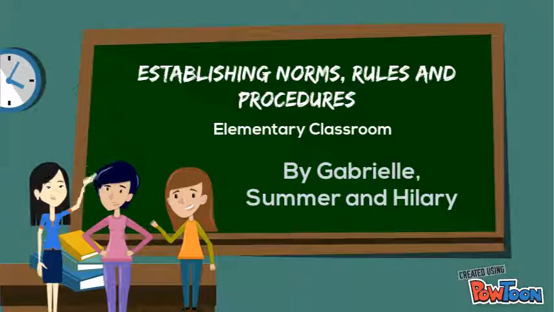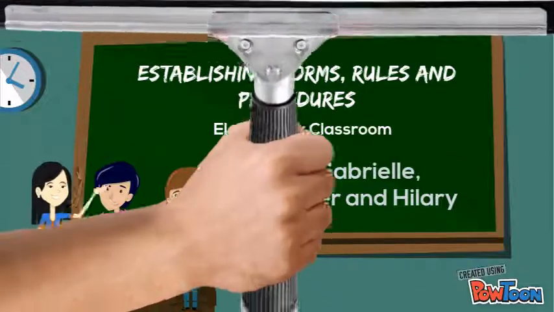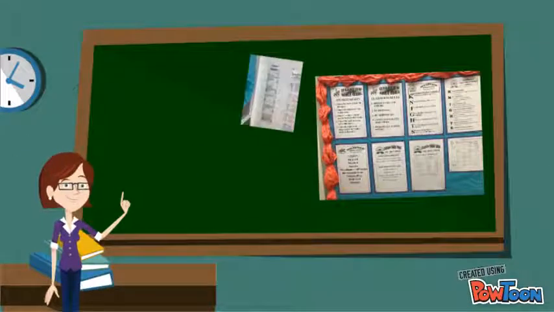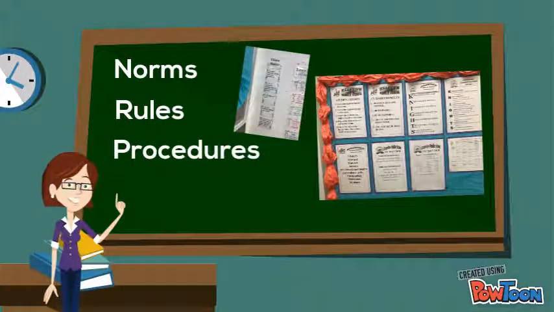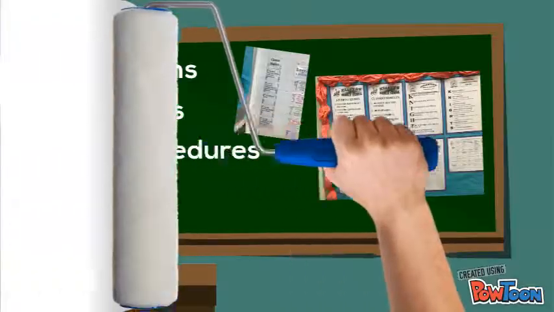Today we will be discussing how to establish norms, rules, and procedures in an elementary classroom. In order for teachers to create a positive classroom environment, there needs to be order in the classroom. Teachers can create norms, rules, and procedures to help a classroom run smoothly.